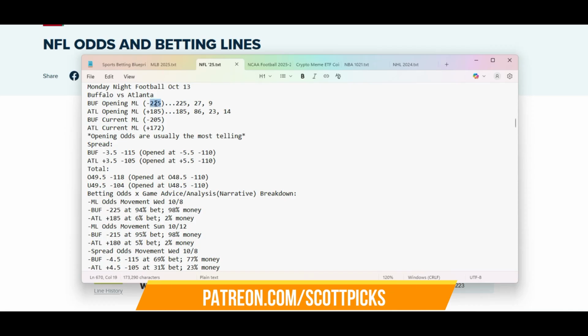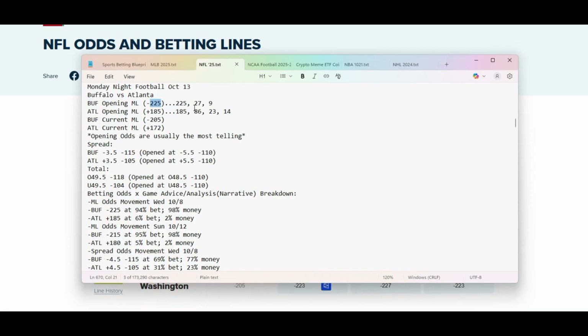All right, Buffalo opened at minus 225. The numbers to the right have just been reduced. Separate the integers and add them together, and that's how we get those values. And we apply those to the decode if we discover any numerological parallels. Plus 185 opening for Atlanta, as you can see right there. Currently it is minus 205, plus 172. Minus 205 for the Bills, plus 172 for Atlanta.